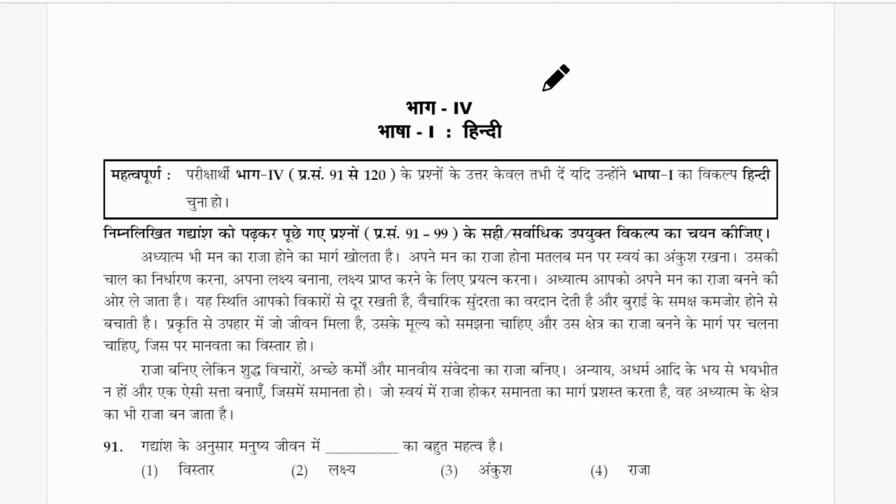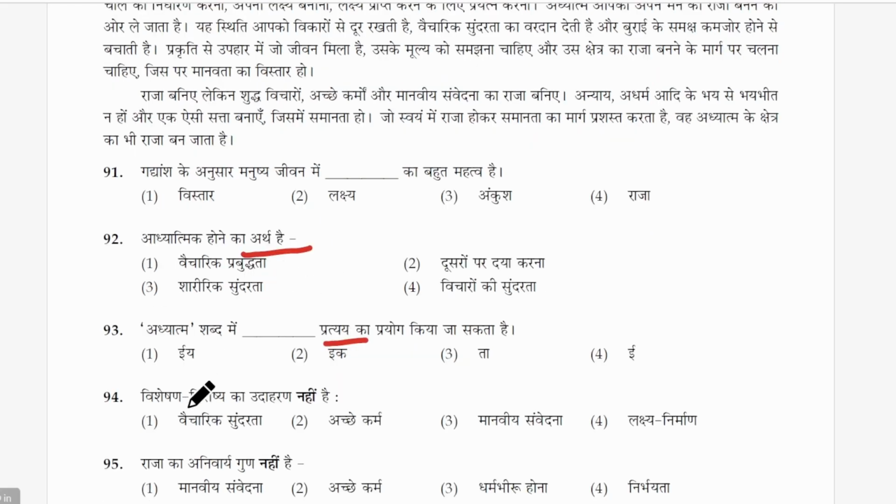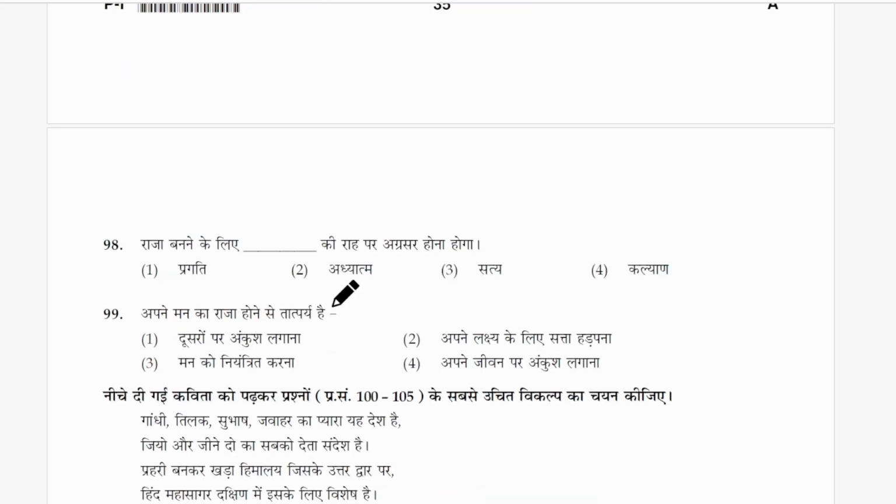Moving on to Hindi as your Language 1. We are still in Part 4. So this is your Bhasha 8. You have a prose, and here too, meaning has been asked, suffix (pratyay) has been asked, an example of adjective and noun (visheshan vishesya) has been asked. So this is grammar, this is grammar, this is grammar, and this is also meaning, so you can call this grammar. So 3 to 4 questions from the prose are grammar based.